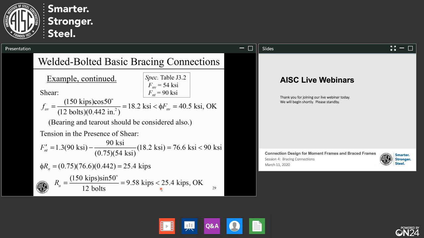That does not exceed the available or design strength, 25.4 kips. So this limit state is okay here as well. It's okay at the shear step and then at the tension in the presence of shear step. So it's okay overall. So these bolts are okay for combined shear and tension.